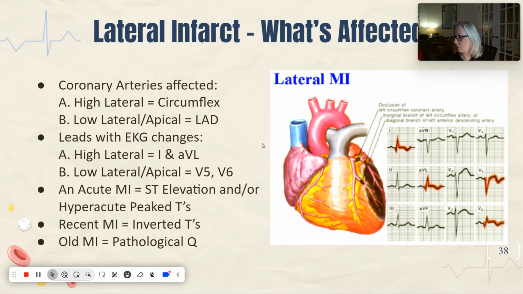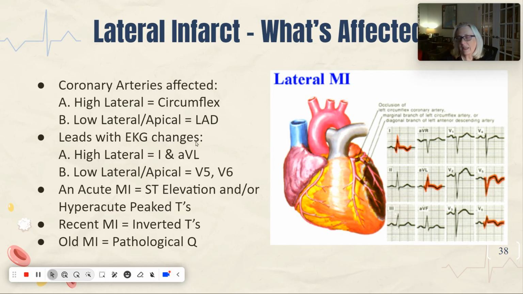So let's go to 23A on the next page. Which artery is it? It is the high lateral circumflex. If it's the low lateral or apical, it's the LAD. So it's one or the other. High lateral would be 1 in AVL. Low lateral apical would be V5 and V6. So if we have changes in 1 in AVL, it's the circumflex. If we have changes in V5 and V6, it's the LAD.